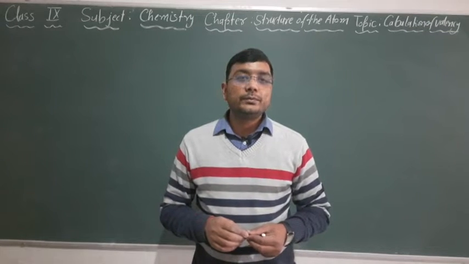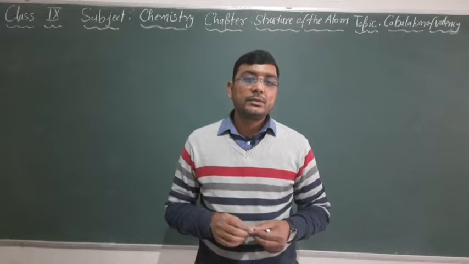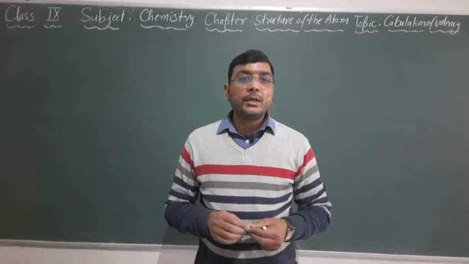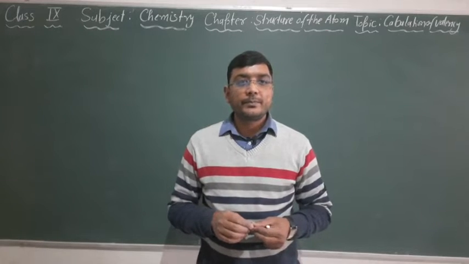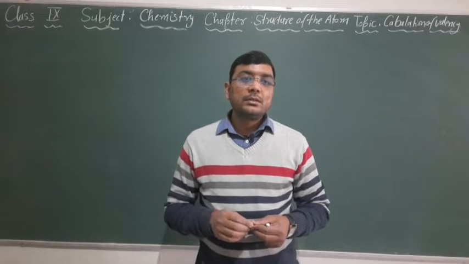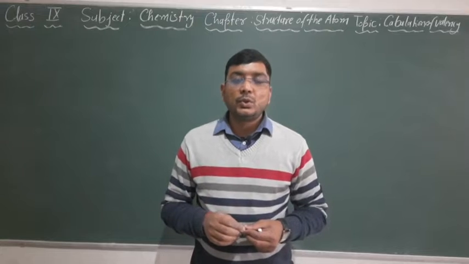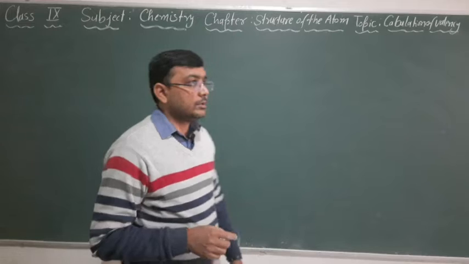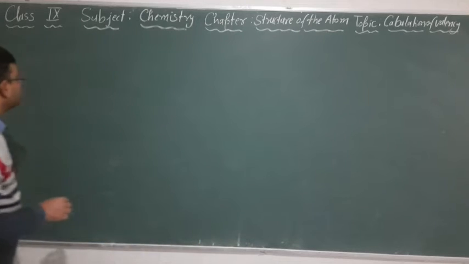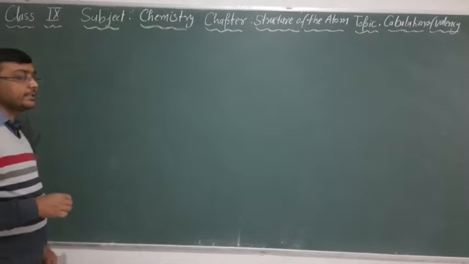Here in this video, I am going to calculate the valency of atomic number 1 to atomic number 20 elements, means from hydrogen to calcium. So let us watch and try to understand how to calculate the valency.